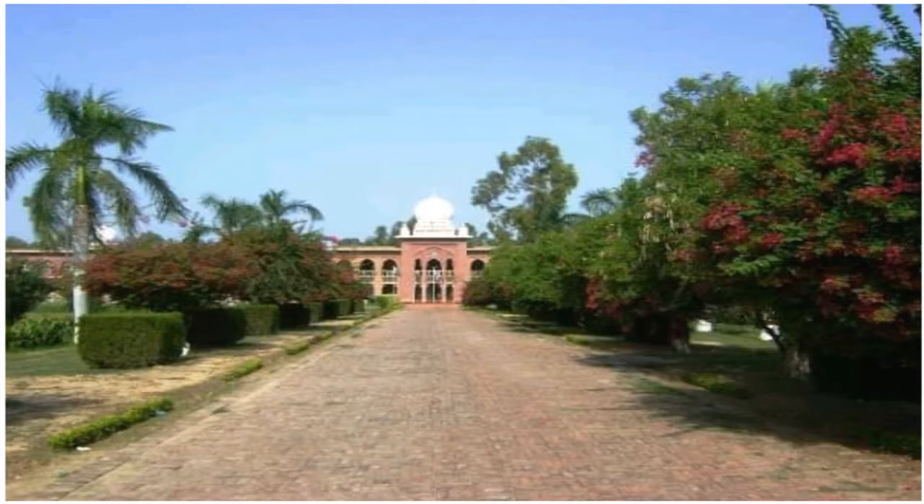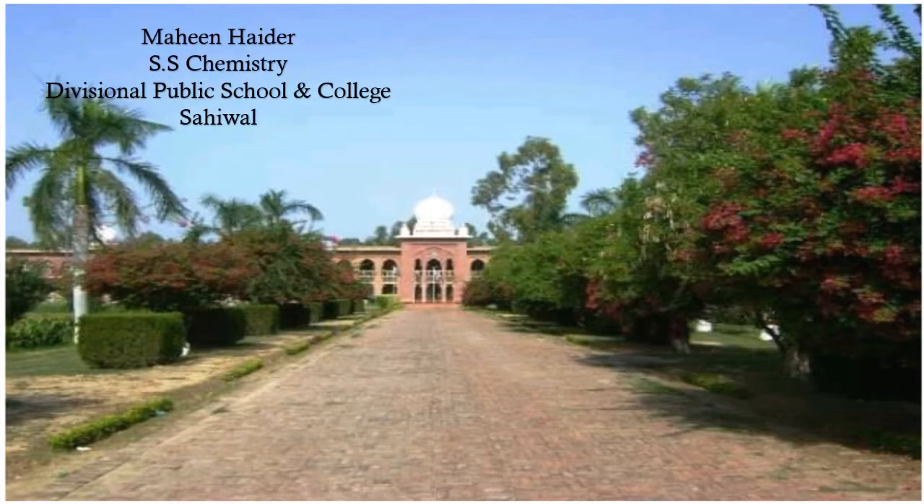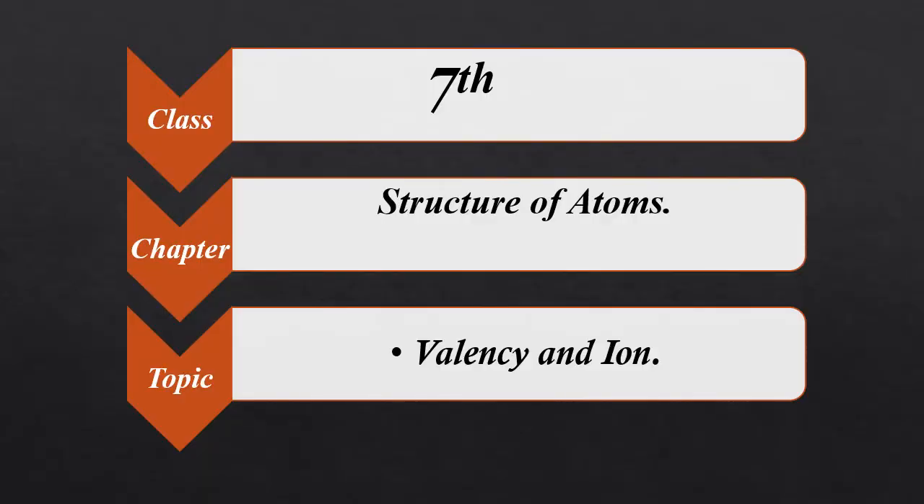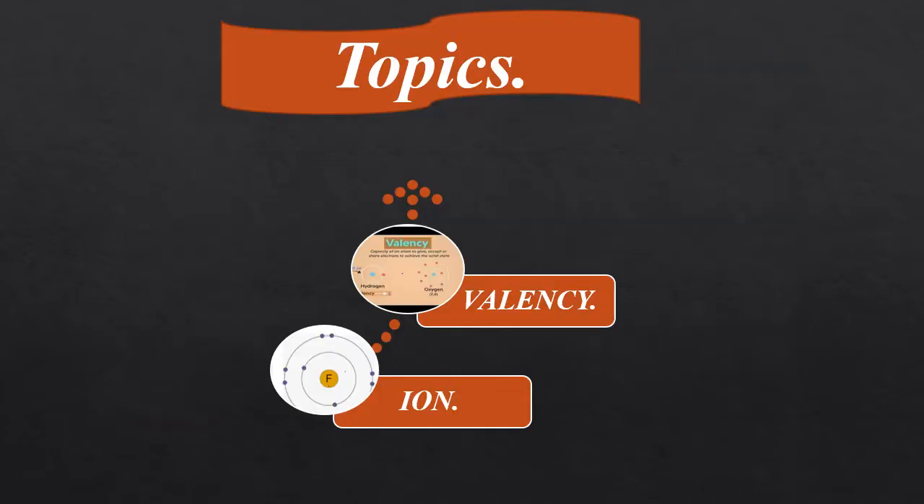My name is Maheen Heather, working as SS Chemistry in Divisional Public School and College, Sahiwal. Today we are going to discuss Class 7, Chapter Structure of Atoms. Our today's topics are valency and ion.